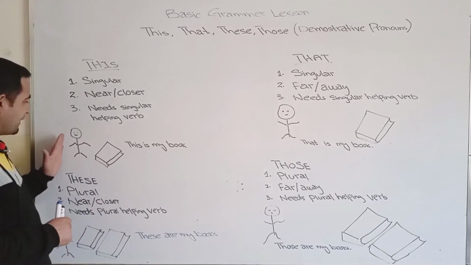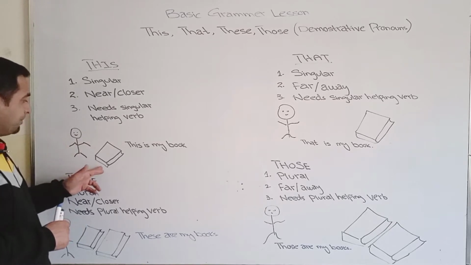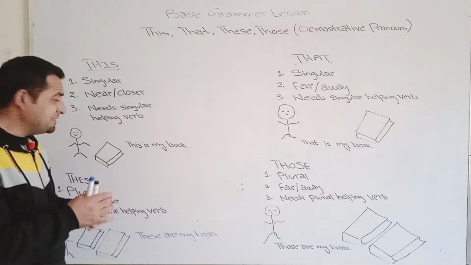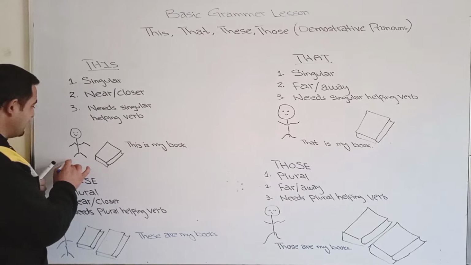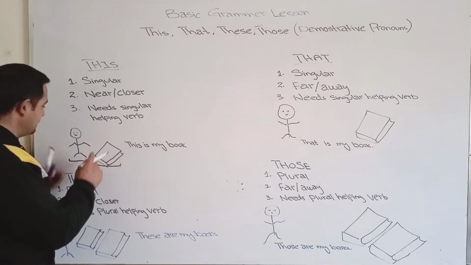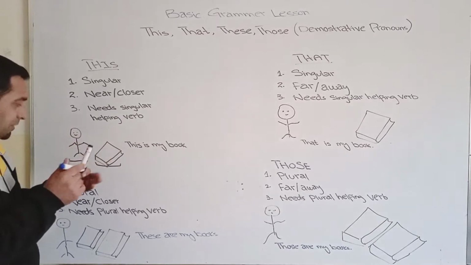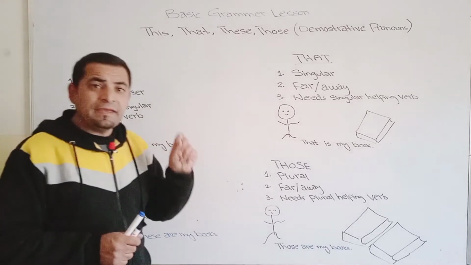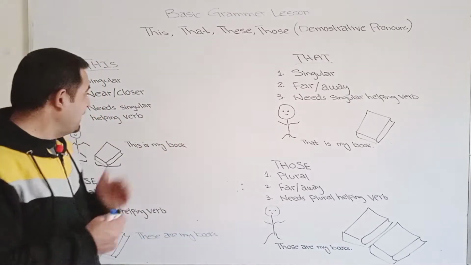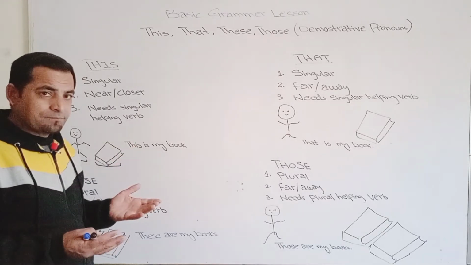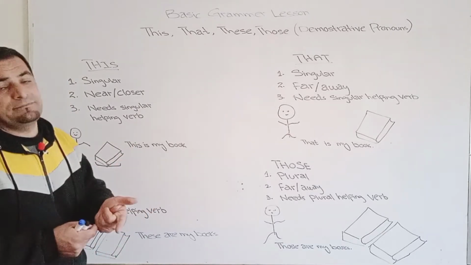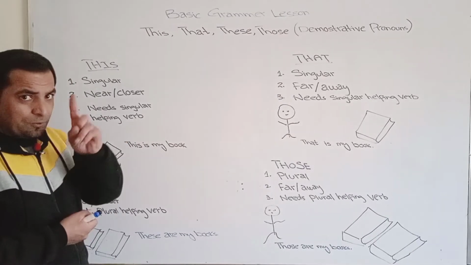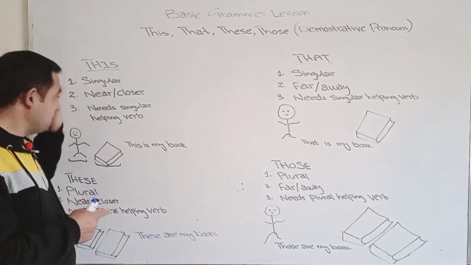For example, a person and a book. The person says, this is my book. This is my book. We can see the person here and the object here, so they're close to each other, right? And secondly, the helping verb is in the singular form. We can't say, this are my book. It would be wrong. This is my book. This is my friend, not this are my friend. So we need a singular verb with this.